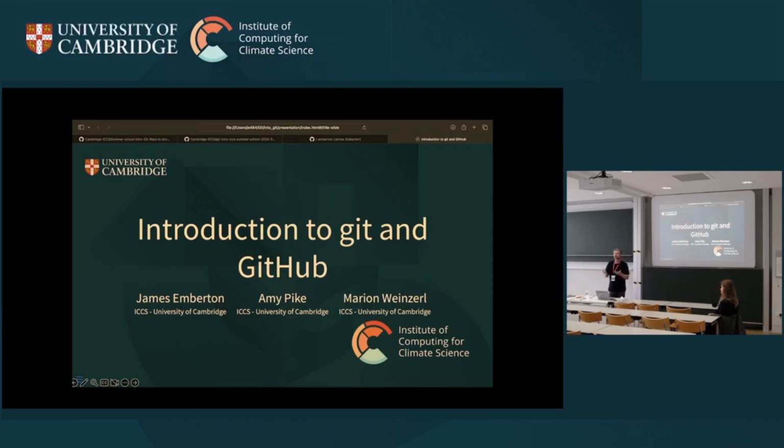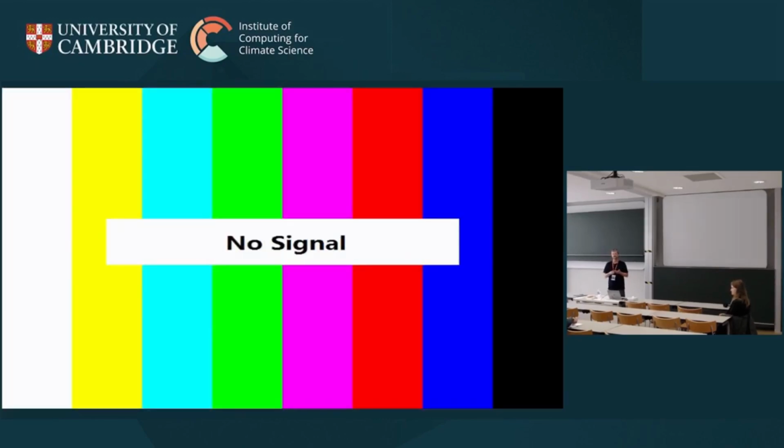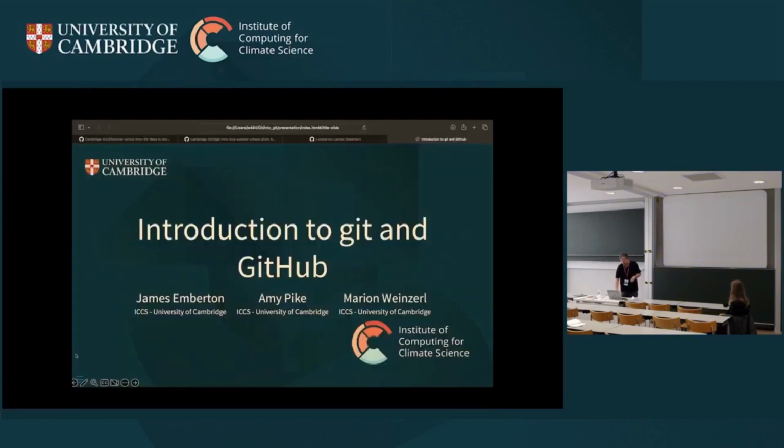The reason that we're doing this is, one, it's a foundational aspect of software engineering, being able to use version control systems. And because of that, you're going to be using it throughout the summer school. Pretty much every session that you might attend, someone's going to be asking you to download something from GitHub.